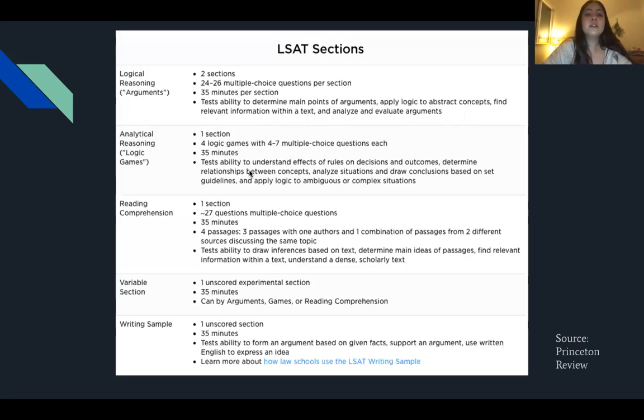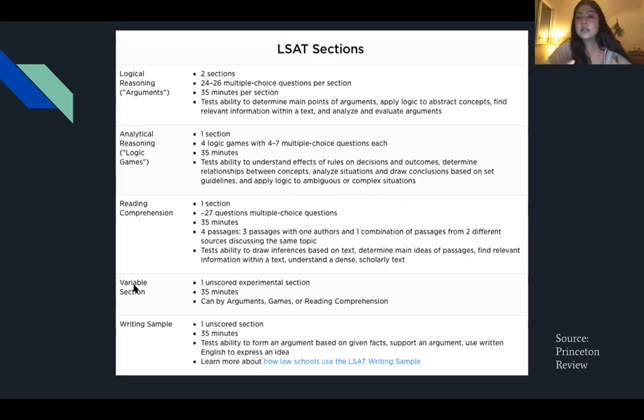It tests your ability to understand effects of rules on decisions and outcomes, determine relationships between concepts, analyze situations, and draw conclusions based on a set of guidelines, and apply logic to ambiguous or complex situations. With the reading comprehension, you'll be testing your ability to draw inference based on text, determine main ideas of passages, find relevant information within a text, understand a dense scholarly text.